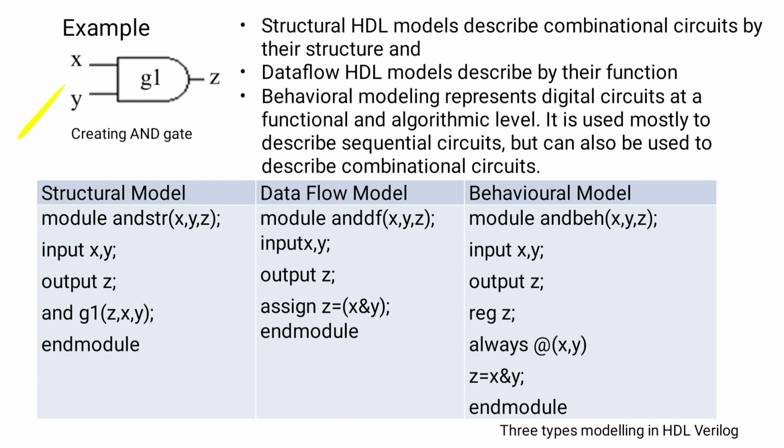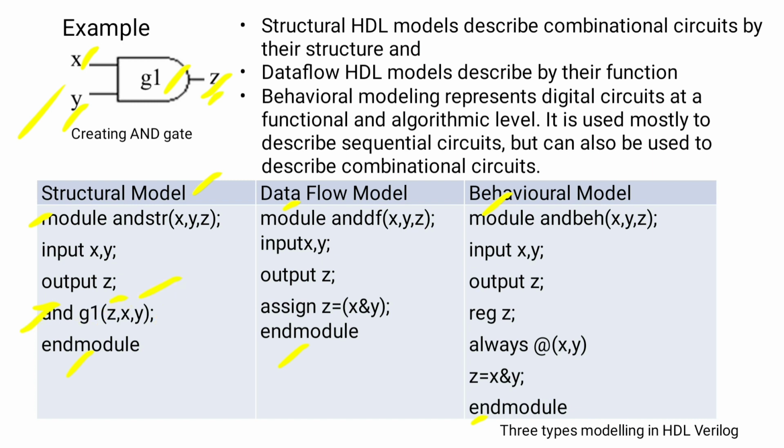We do it in three models. First one, the structural model. Here the program in all three starts with module and ends with endmodule. In the structural model, the AND system primitive is used to create an AND gate called G1. Its inputs are specified as X and Y, and the output Z should always be specified in the first place, before the list of inputs.